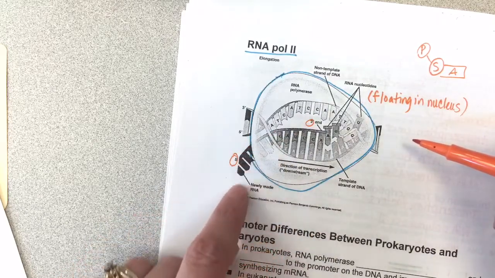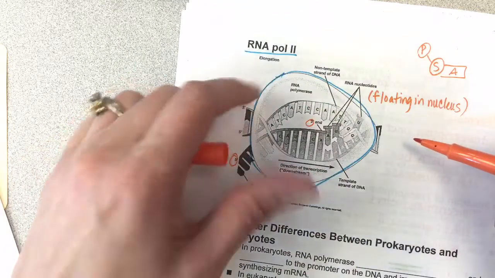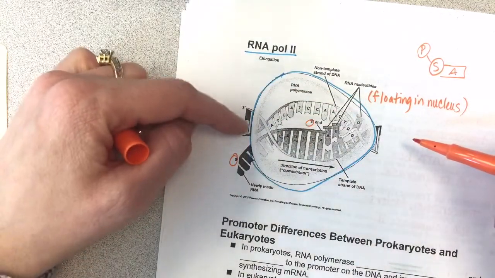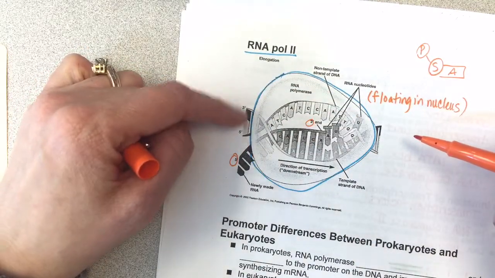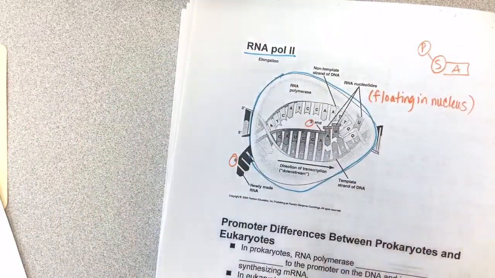This growing strand hangs off, and as the RNA polymerase moves to the right, the DNA will rehydrogen bond back together and twist back up, so you only have the part open that the RNA polymerase is working on at the time.